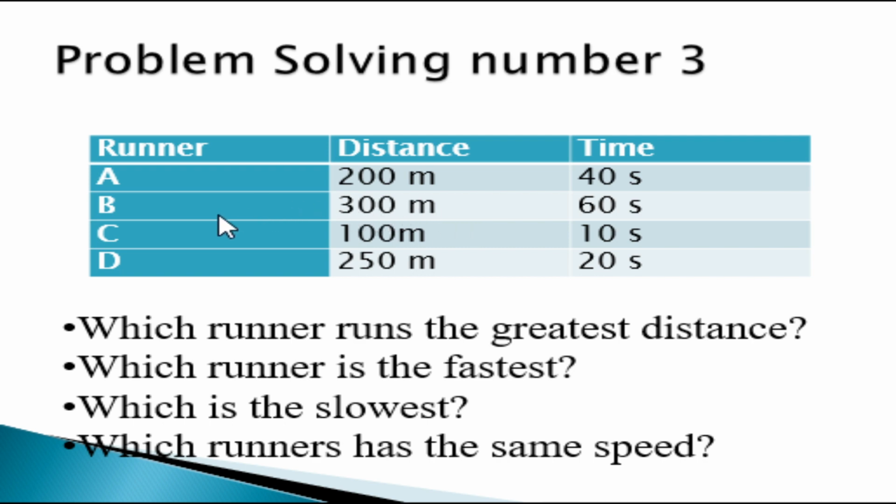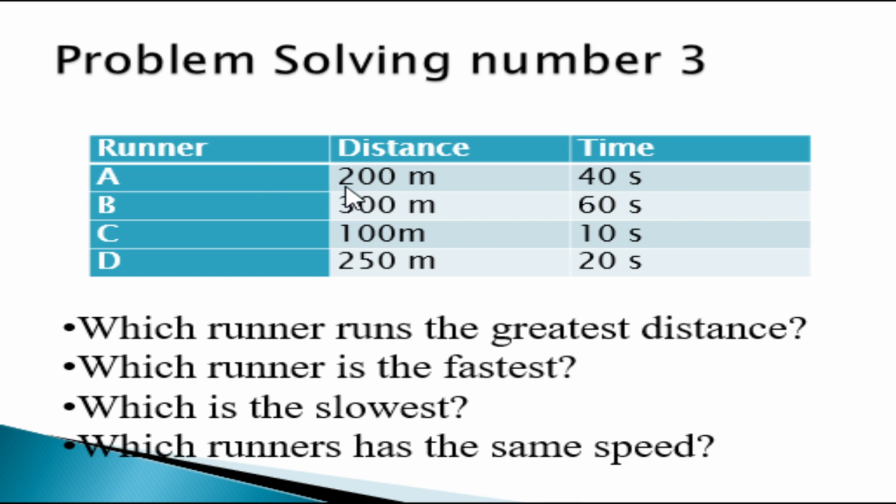So, runner B has the greatest distance. Next question, which runner is the fastest? So for us to know which runner is the fastest, we need to calculate the speed or the velocity of runner A, B, C, and D.